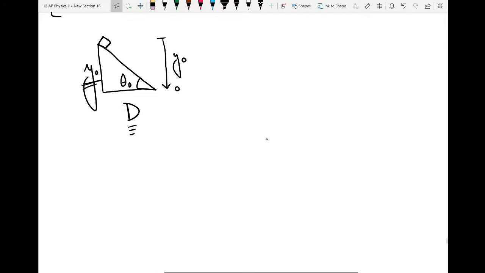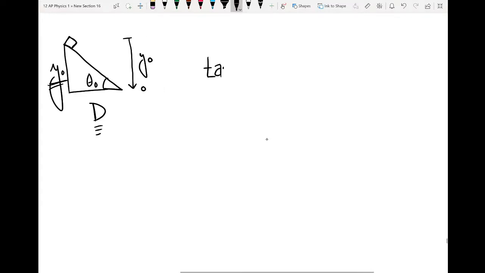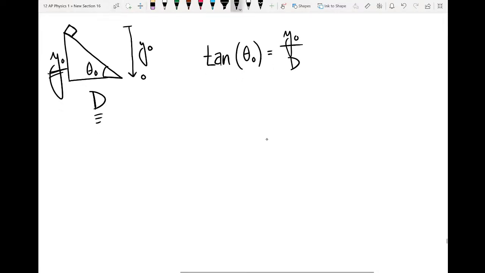So what I can set up is, well, I have this angle, I have the piece of the triangle that's opposite of that angle, and then I have the piece of that triangle that's adjacent to that angle. So I can really set up tan of theta naught is equal to y naught over d. And if I want to get y in terms of d, I can just multiply d to both sides and say y naught is equal to d tangent of theta naught.